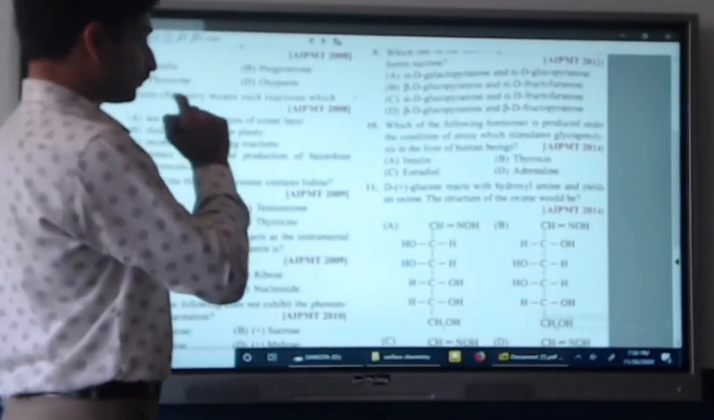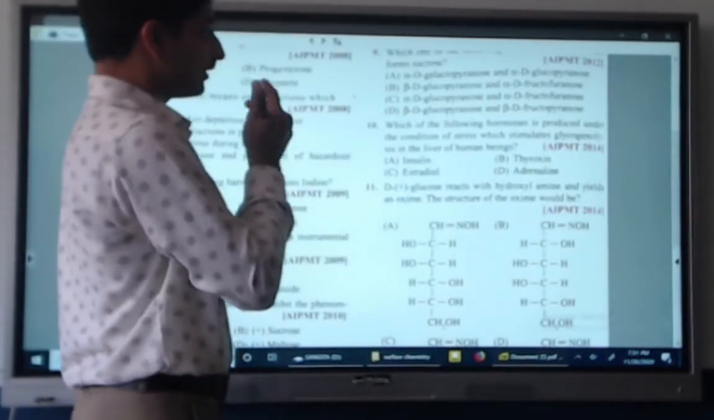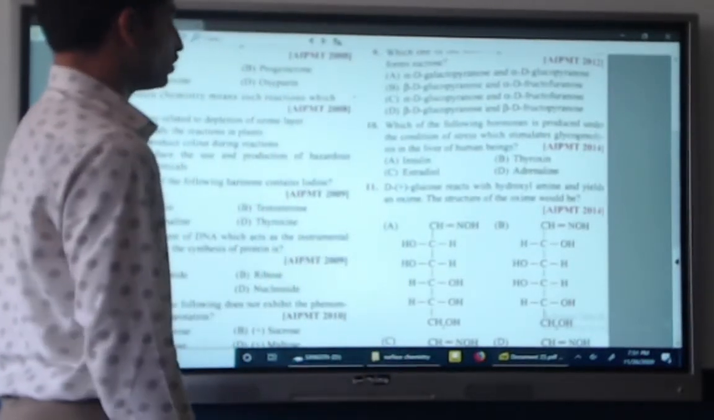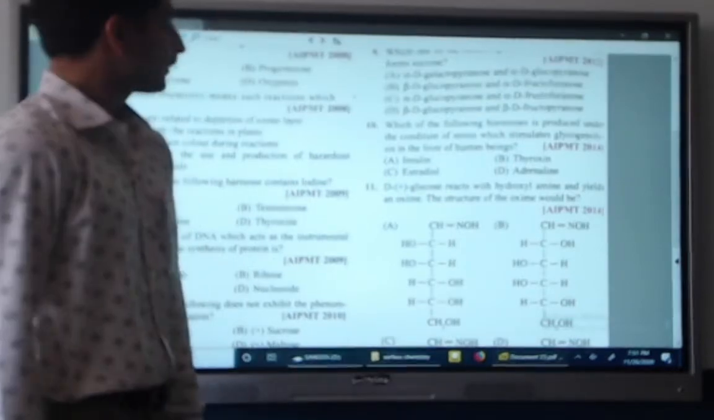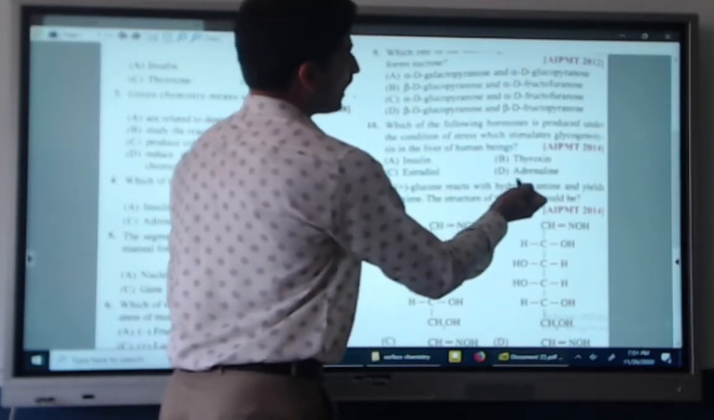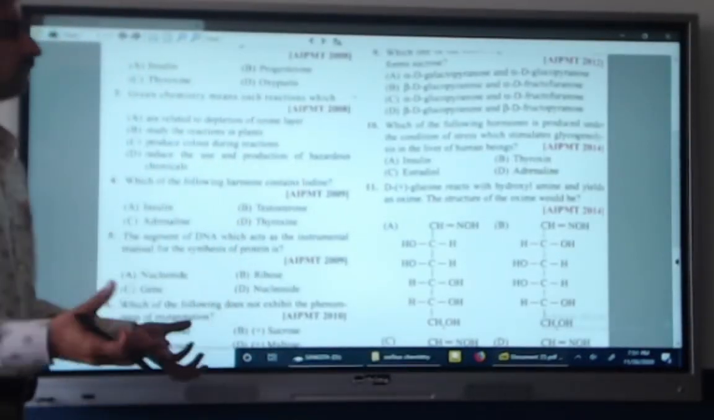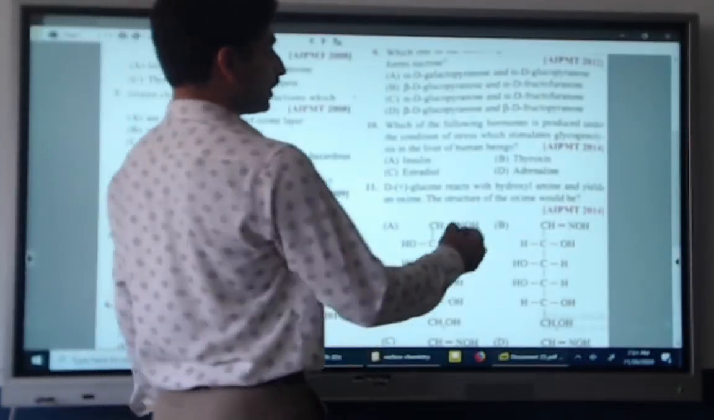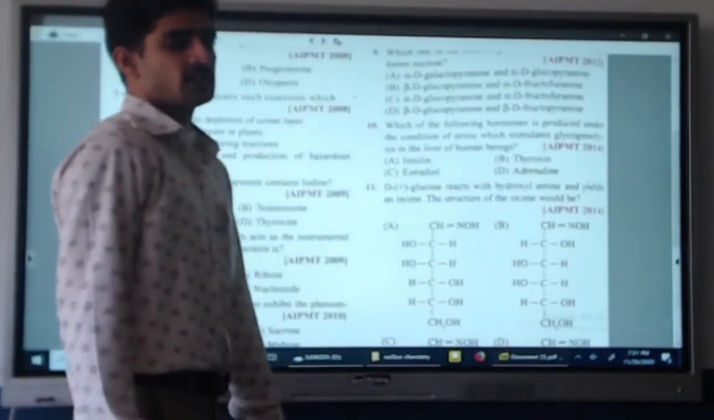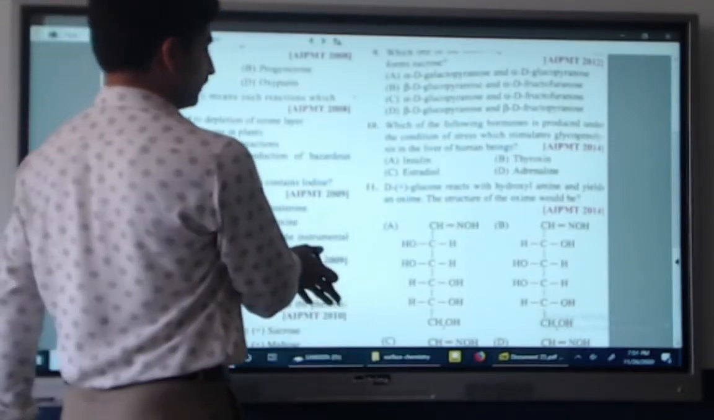Okay. Now, which of the following hormones is produced under the condition of stress, which stimulates glycogenolysis in the liver of human beings? Insulin, thyroxine, estradiol, adrenaline. You already know that whenever there is a stress condition in our body, adrenaline is released. So the option is D.